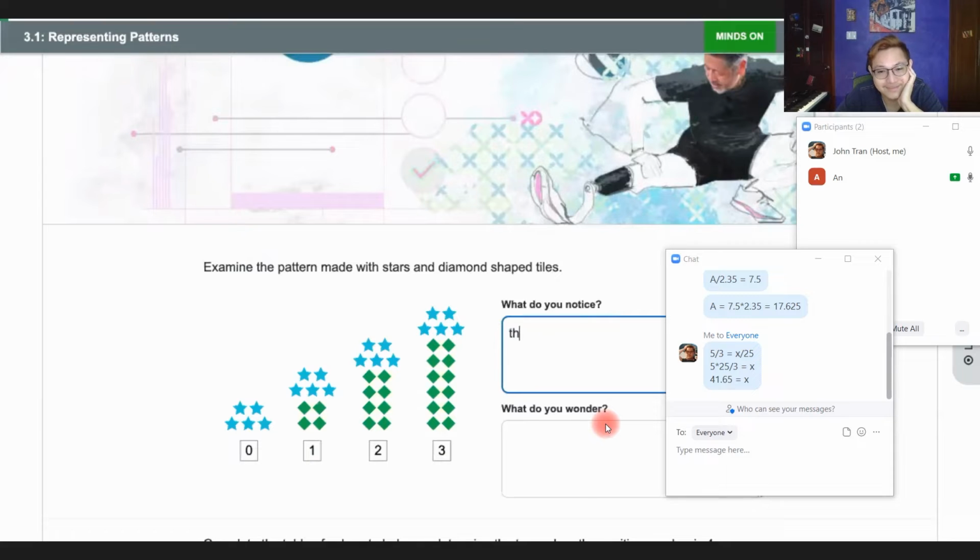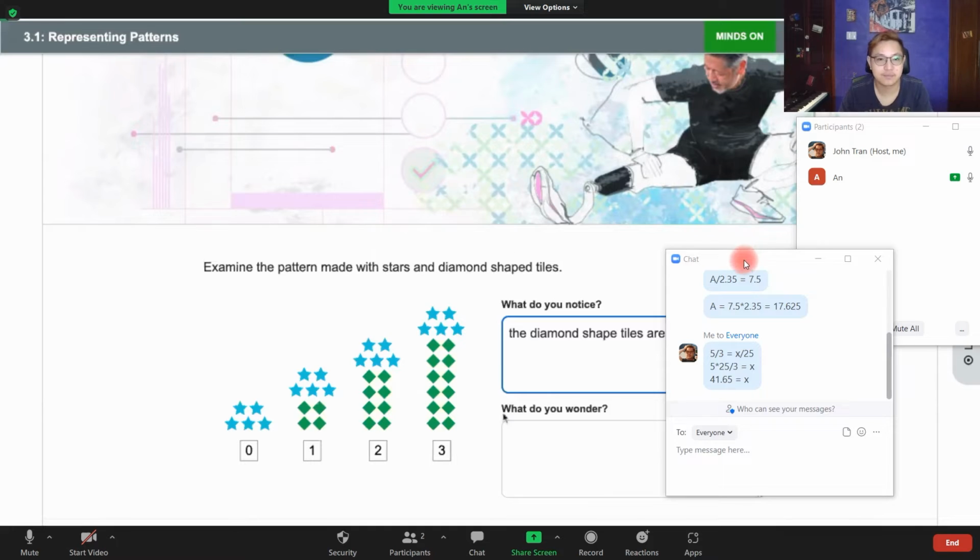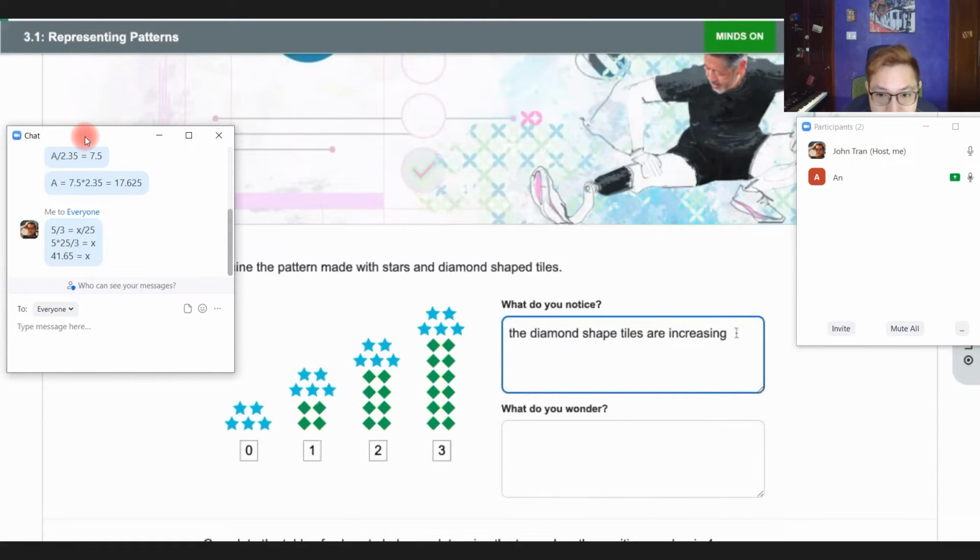So the diamond-shaped tiles are... Wait, we have star-shaped and diamond-shaped tiles. So what do you notice here? So the diamond-shaped tiles are increasing. No. You have to say it clearly. The number of them is increasing. It is their number that increases. So the number of diamond-shaped tiles is increasing because the number is singular. So it is increasing, not are. The number of diamond-shaped tiles is increasing, while the star shape doesn't increase, right?